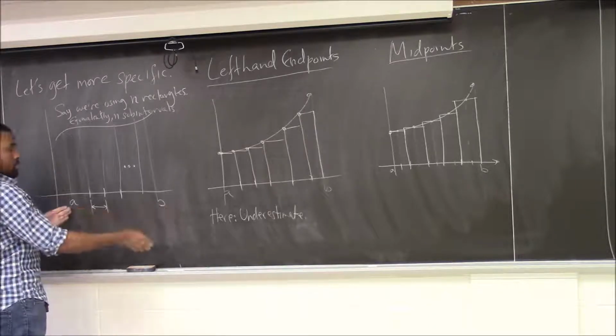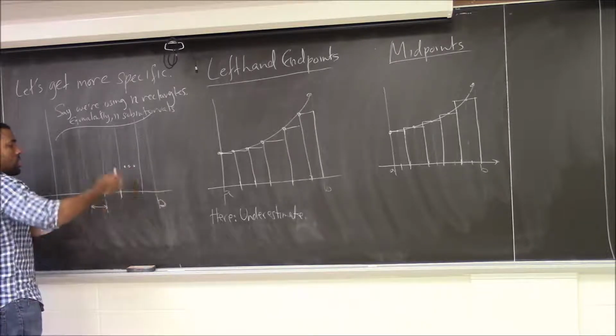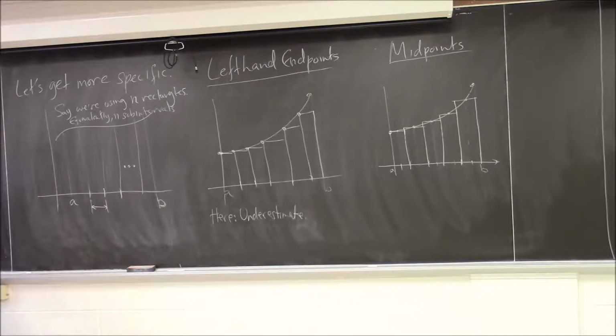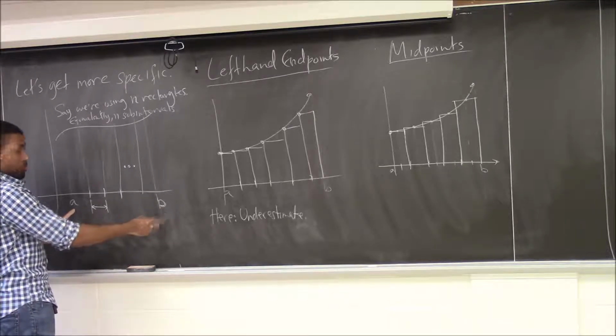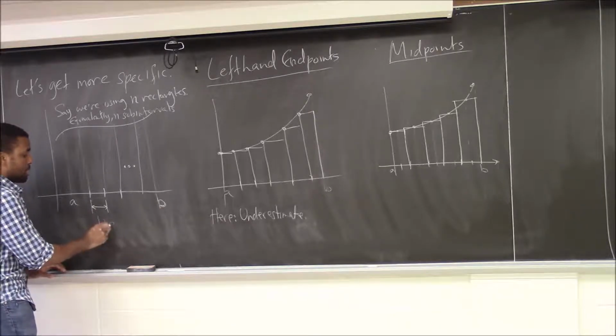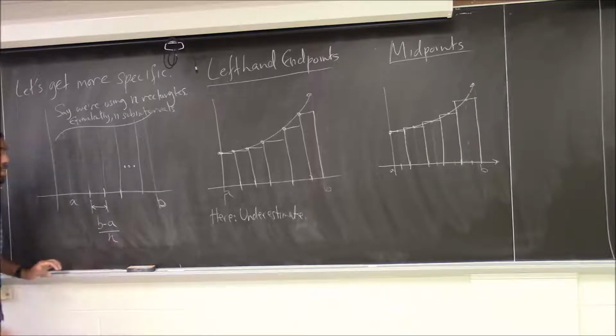So there's an interval AB. I want to cut it up into n equal subintervals. What will be the length of each one? A to B over n? Yeah, but what's the length from A to B? B minus A. Yeah. So you take B minus A and divide by n. That would be the length of each subinterval. We call this delta x. This here is the length of each subinterval.